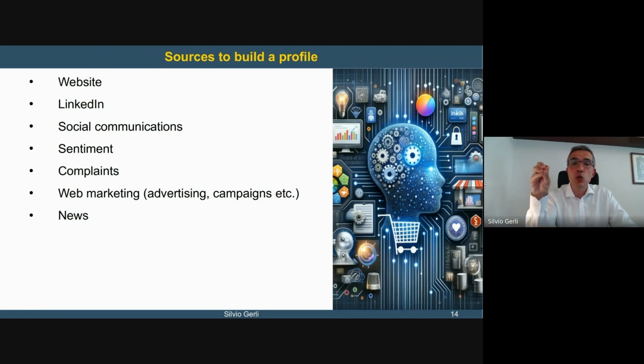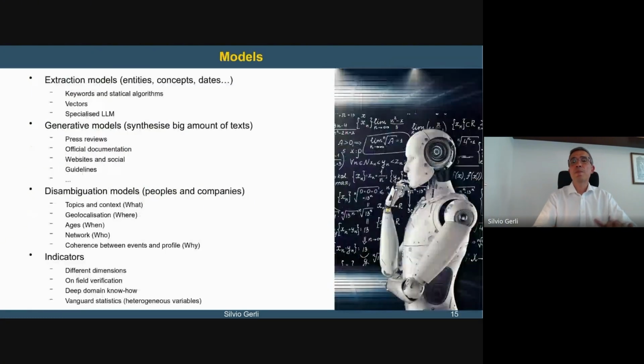So these are sources to build a profile, as you say: the sentiment of the people, the communication they do on social networks, the complaints of the users, how they move in marketing, the news, the newspapers. So we can create a very rich profile of the company to predict the possibility of risk and so on. Then let's focus on the last slide before the future, on the models.